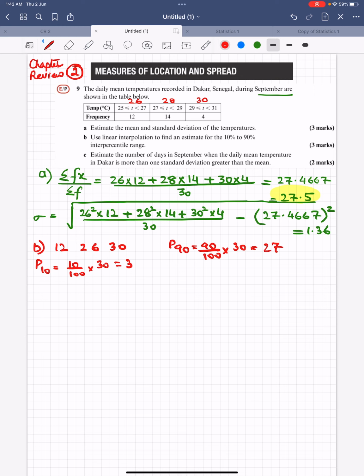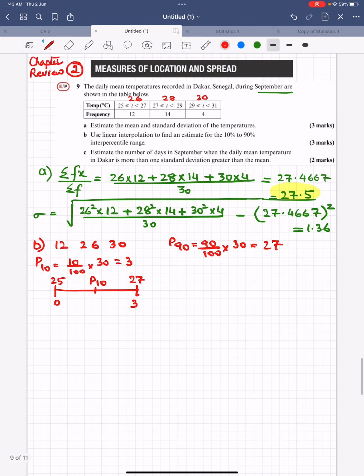So moving on with the interpolation, the cumulative frequency 3 lies in the first class interval, which is between 25 to 27. So 25 to 27, and that's the 10th percentile. The frequency before and after the end of the class is 12, and we are looking for the third value.